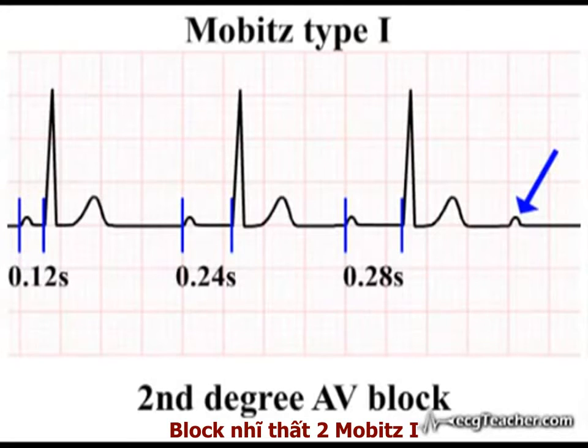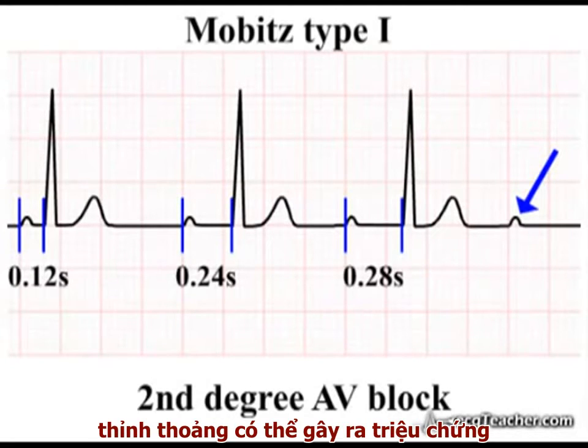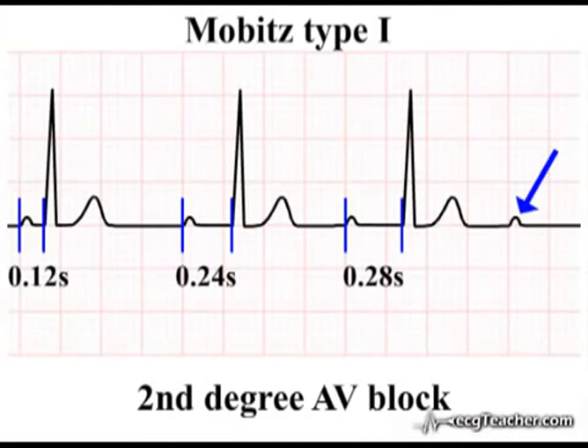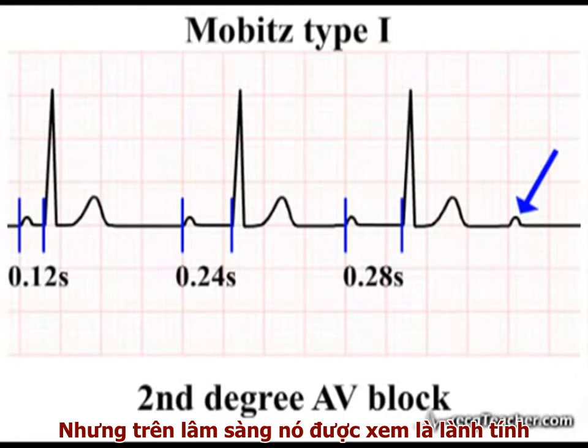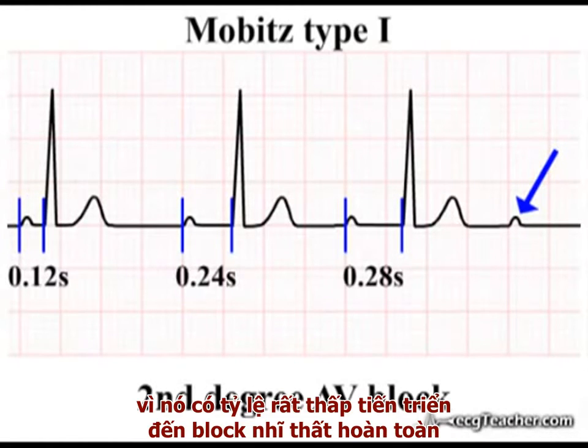Mobitz type 1 second degree AV block may occasionally be associated with symptoms, but is considered clinically benign in the sense that it has a low rate of progression to complete AV block.